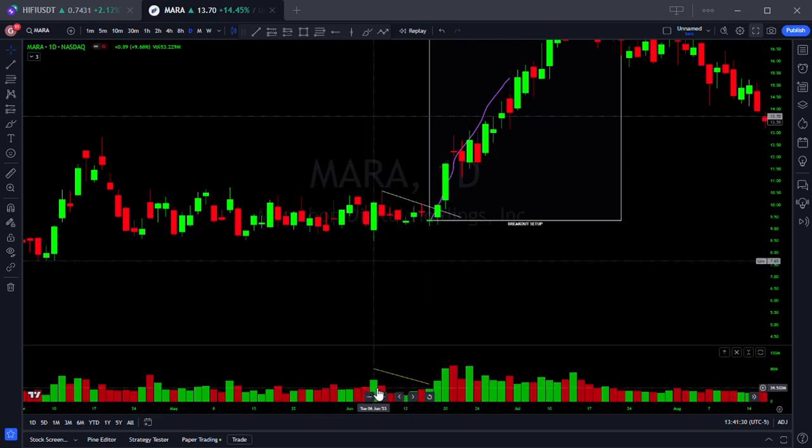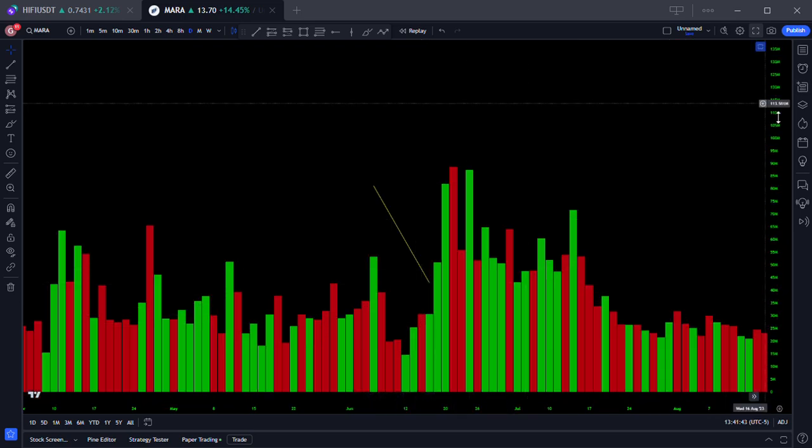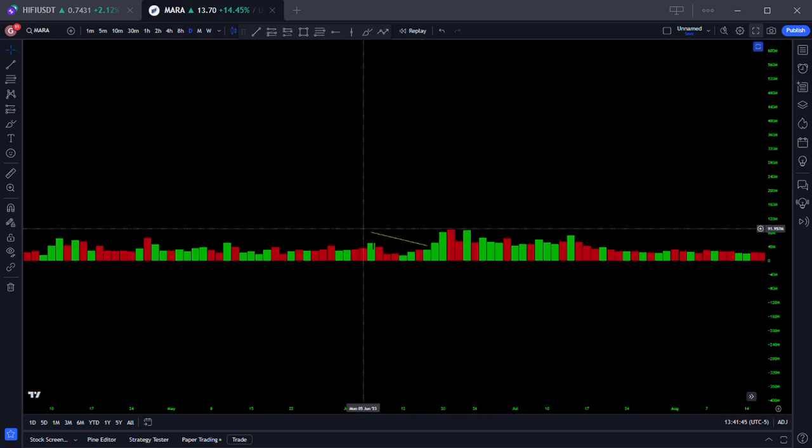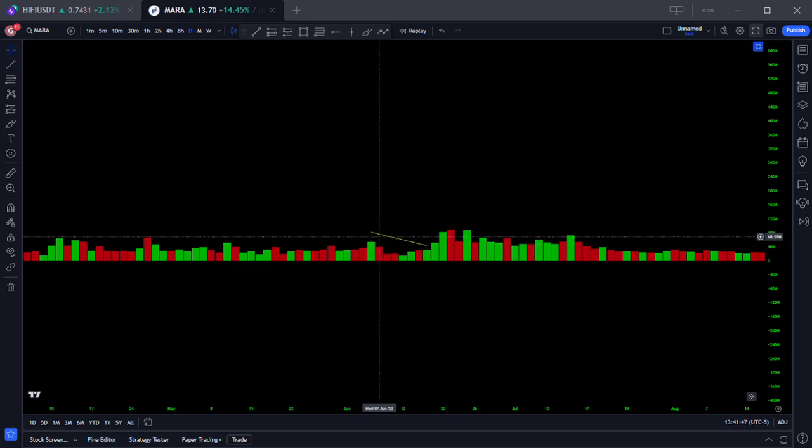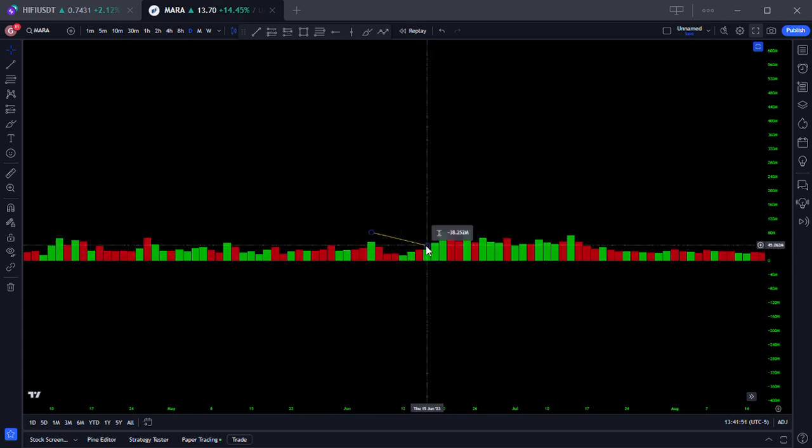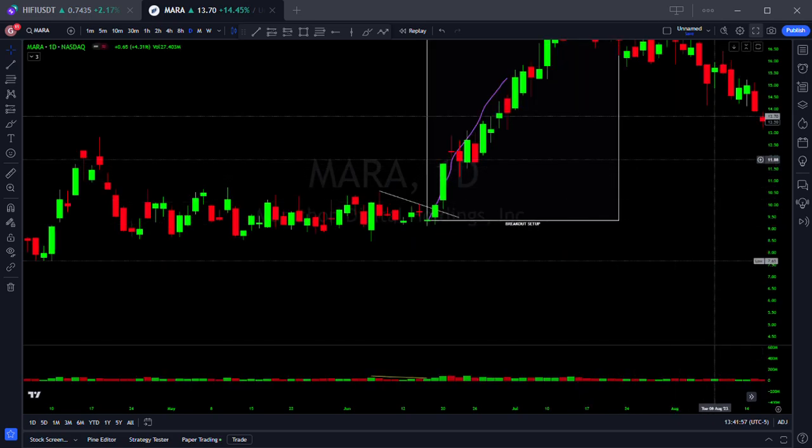We see that the volume right here is pretty high. Same thing with right here, but we kind of see it die off. We see it dying off a tiny bit. We see it drying up. This is not the best example. I'm going to show you a better example with HIFI right here, but you can see it's kind of dying off right here.